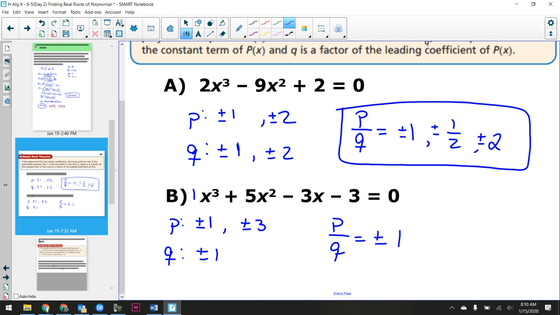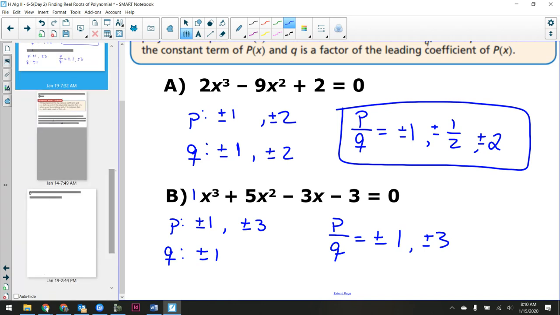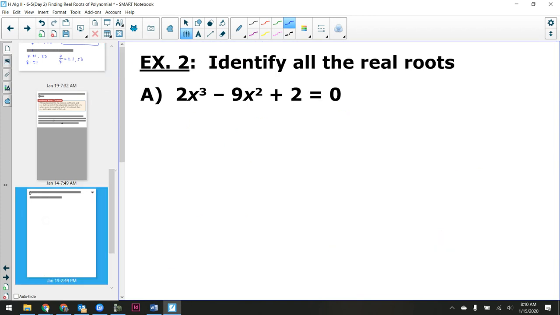3 over 1. Okay, well, that's even better. I've only got a list of 4 things to choose from now. Okay, that's not too bad. I'm going to skip over that slide. We're just going to go straight to here.